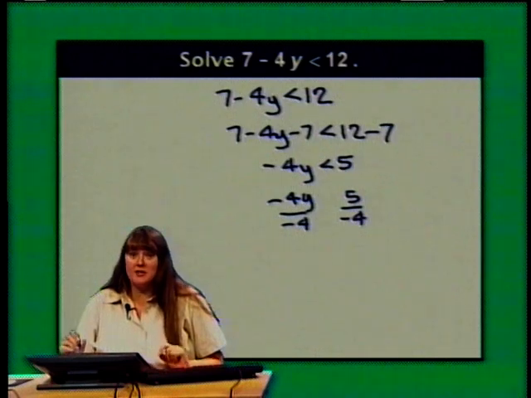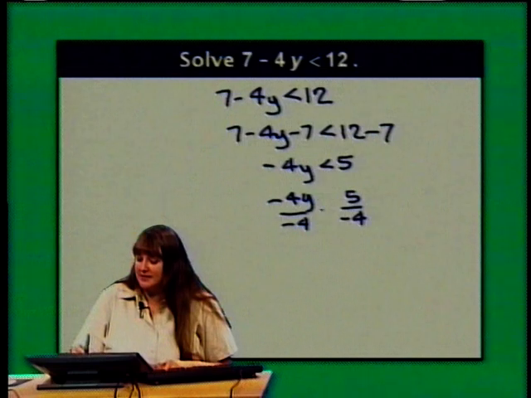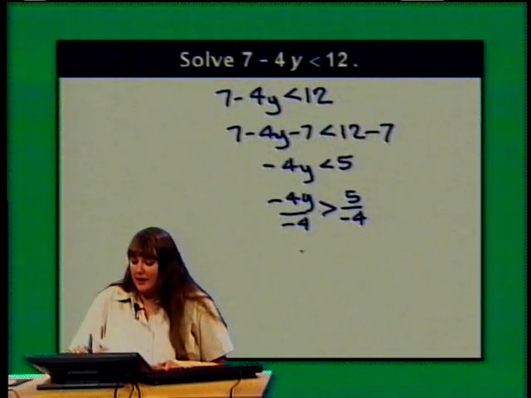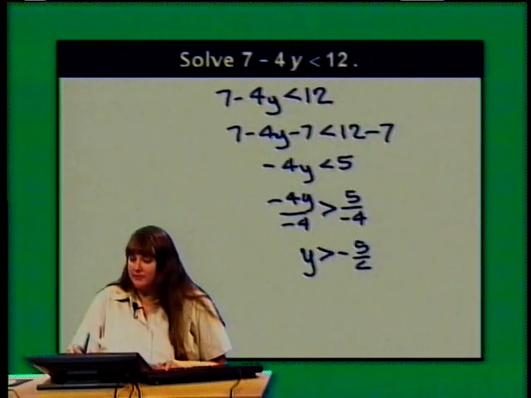And I'm hoping at this point, little warning bells are going off in your head saying, hey, she's dividing both sides of this inequality by a negative number. I need to reverse the sense of the inequality. So this less than needs to become a greater than. When I simplify, I now have y is greater than -5/4.